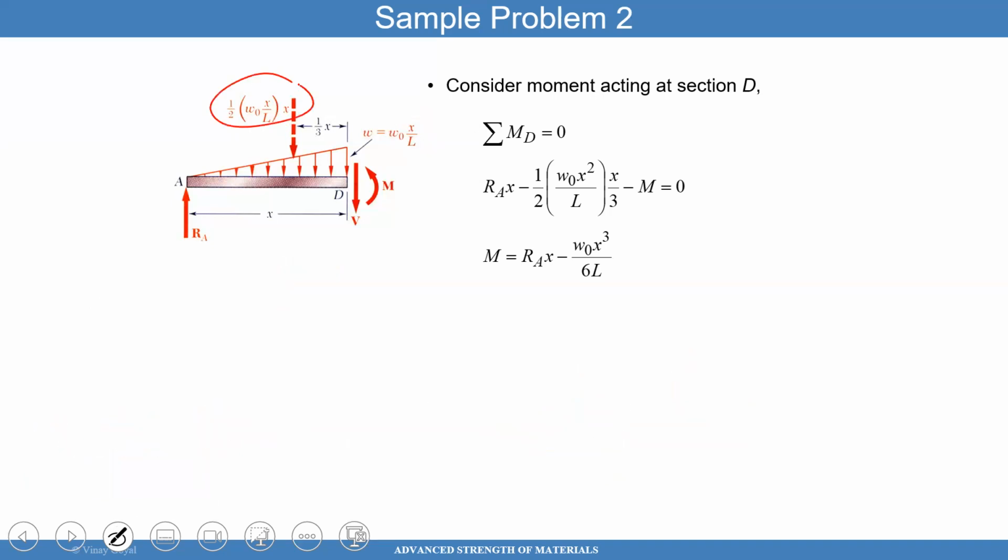And that force is going to be located at the centroid of that triangle, which is 1/3 x. And that's exactly where it's located. Now you can take moments about D so that the shear force disappears. And when you do that, you get the moment as a function of that reaction force. Notice that reaction force is not known at this point. We don't know what it is, but we'll figure it out in a minute.